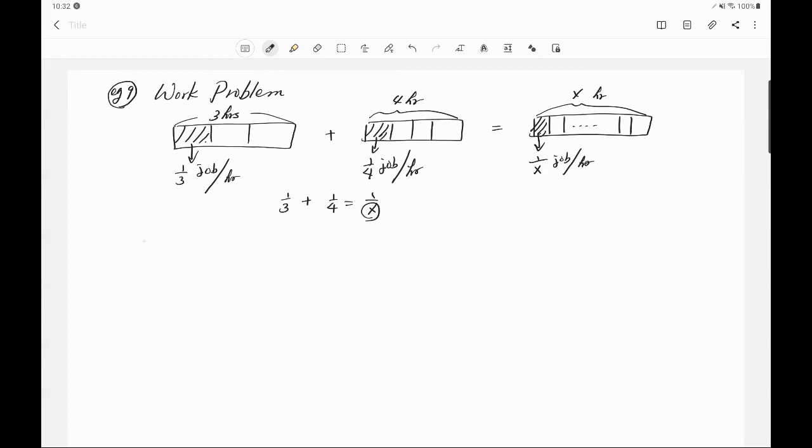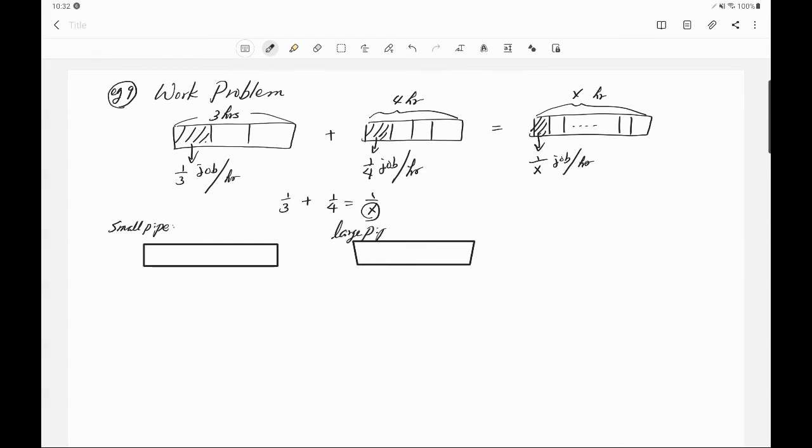let's try. Here is a small pipe, and here's the large pipe. If the large pipe takes X minutes to empty a tank, then the small pipe takes X plus 12, since it takes 12 minutes longer than the large pipe to empty a tank. If they both work together, it takes 1.75 minutes.